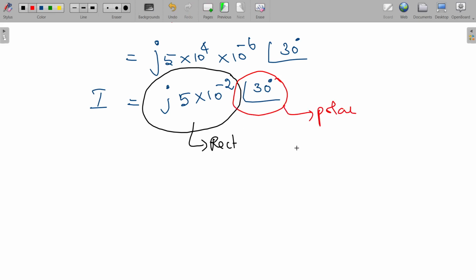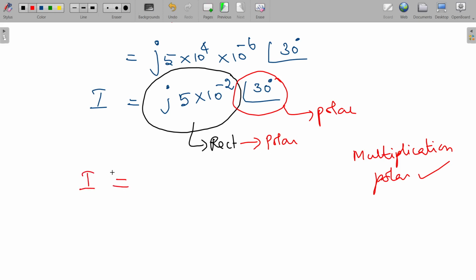And I can consider this as polar form. Since we need to do the multiplication here, in order to perform multiplication we want both the terms to be in polar form. So we need to convert this rectangular form into polar form. So I is equal to 0.05 angle 90 degrees, and here you can consider this as 1 angle 30 degrees.